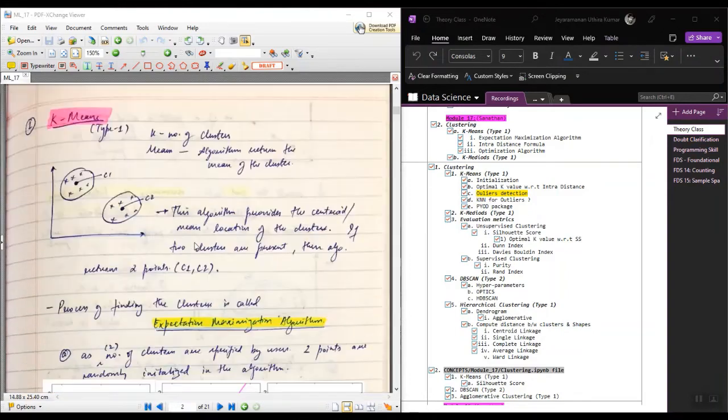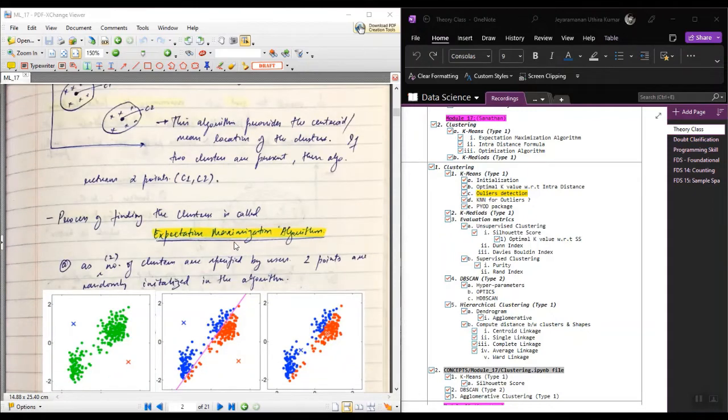The first algorithm is called the K-means algorithm. This is of the first type, in which we have to specify the number of clusters. That number of clusters is called K, and means here is nothing but the mean of those clusters. This algorithm provides the centroid or the mean location of the cluster. If two clusters are present, then the algorithm returns 2 points, C1 and C2. This tells us that there are two classes with these mean points.